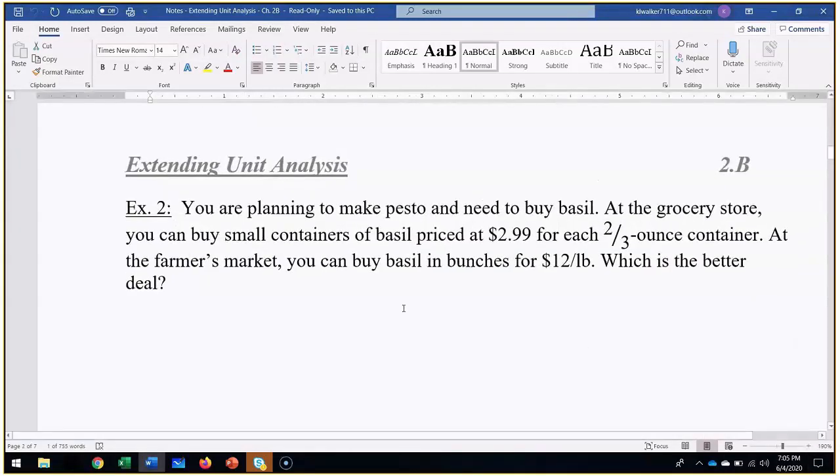Okay. So number 2, you're planning to make pesto. You need to buy basil. At the grocery store, you can buy small containers of basil priced at $2.99 for each 2/3 of an ounce container. At the farmer's market, you can buy basil in bunches of $12 per pound. What's the better deal? So one more time, real quick, I'm going to jot all this information down first, and then we'll work our way through it. So first we've got the grocery store.